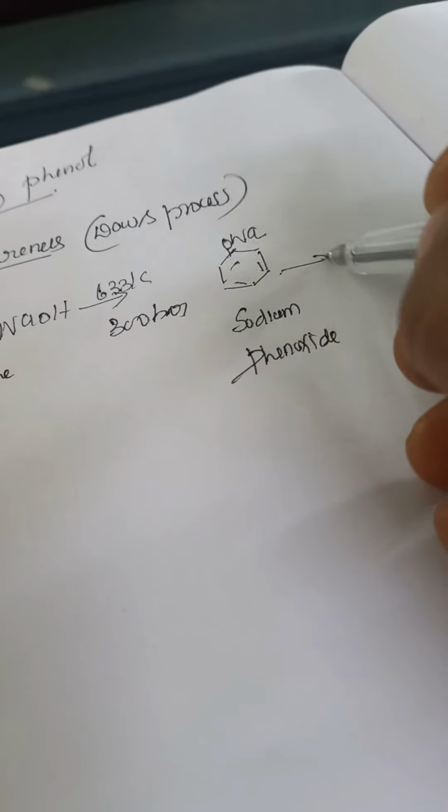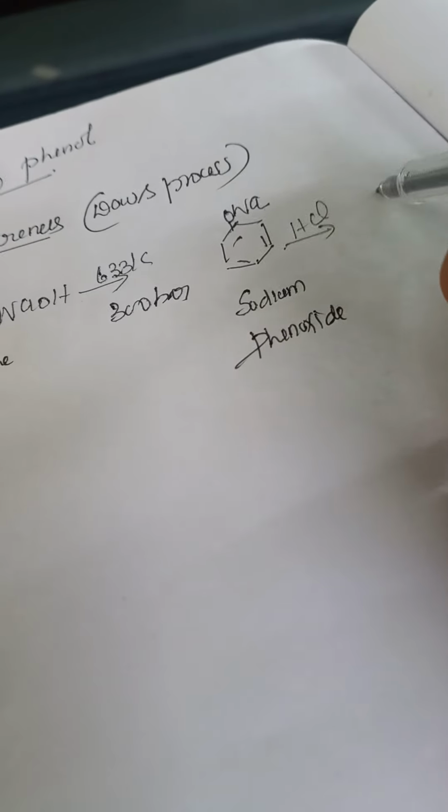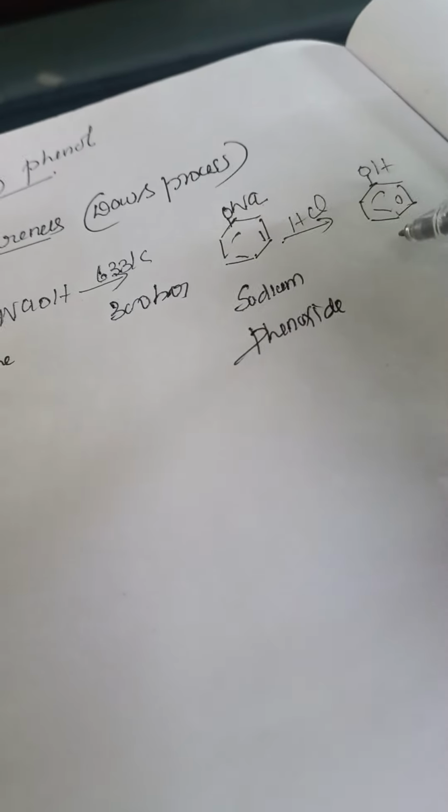And this is treated with HCl. NaCl is removed. So we are getting this one. This is phenol. This process is called Dow's process from haloarenes, that is chlorobenzene.